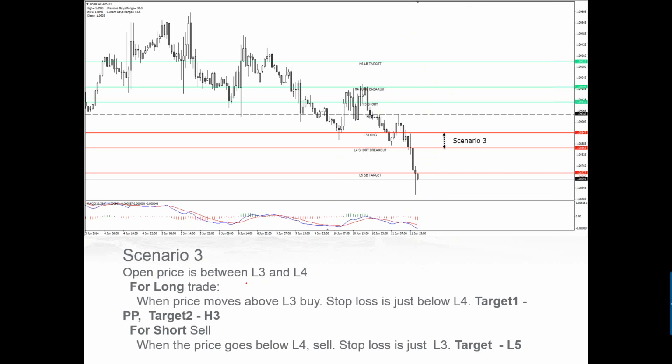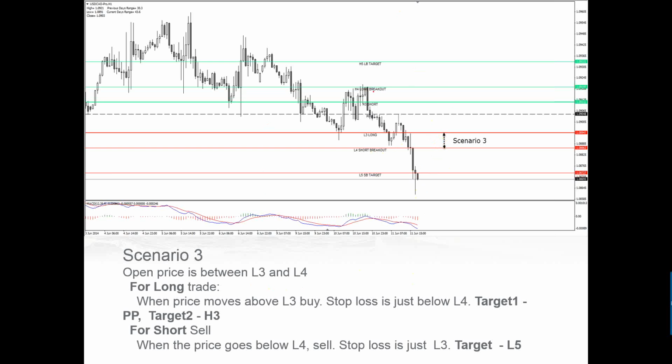So scenario 3, open price is between L3 and L4. So this is L3, L4, and the price opens here. Now guys, I'm specifically talking about open price after the midnight, not when movement has already started. So after the midnight, the first candle is the open price candle. So the first candle after the midnight on our platform is when we should look for the price open.